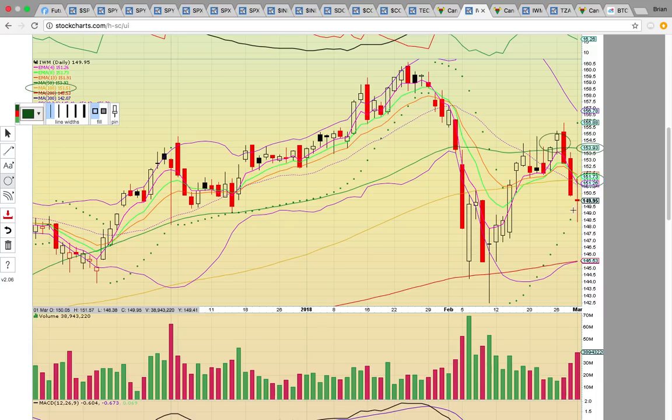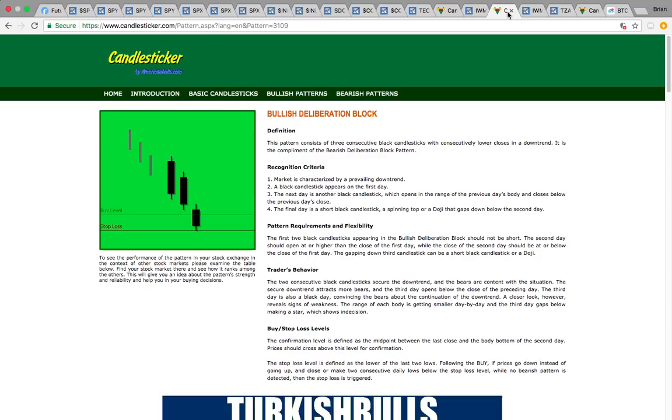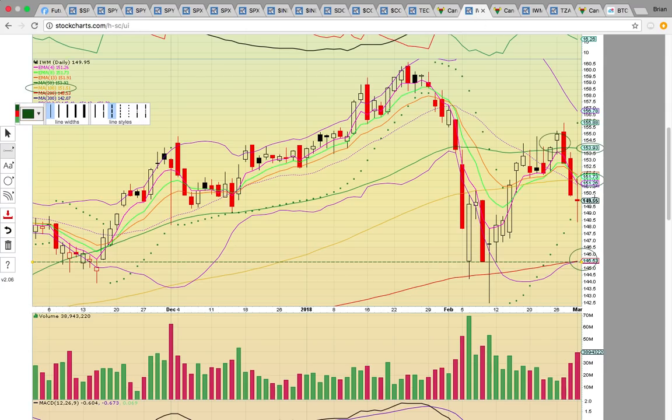Okay, it's not happening, it is in this downtrend, and then you'd be looking for a drop down to that 200-day simple moving average at 145.50, and notice how that's perfectly lined up with that low close. And then IWM did form the bullish deliberation block reversal pattern. That's where you have consecutive low closes in a downtrend, and then that's followed by that short candlestick.